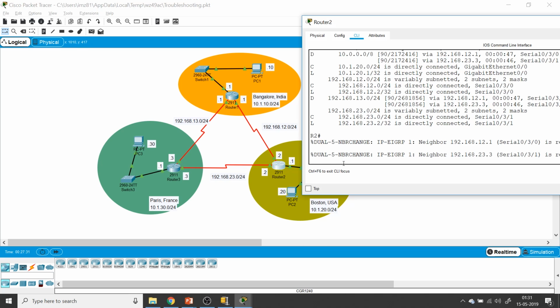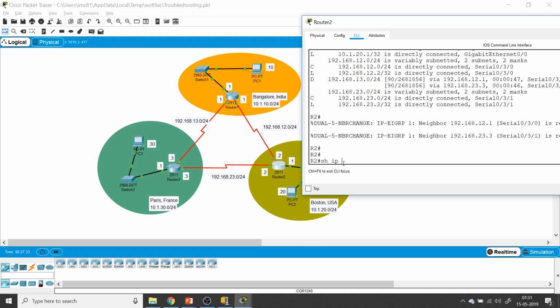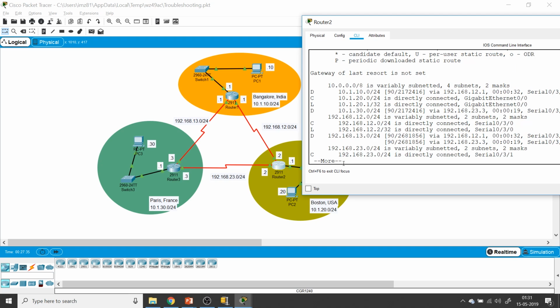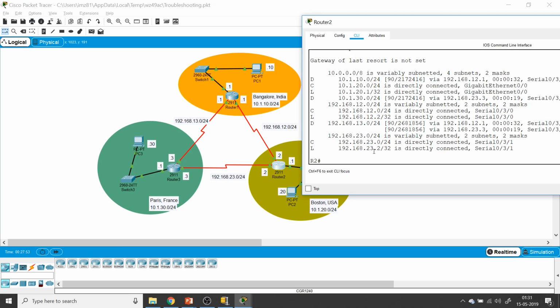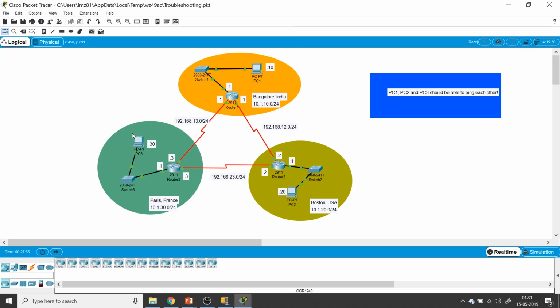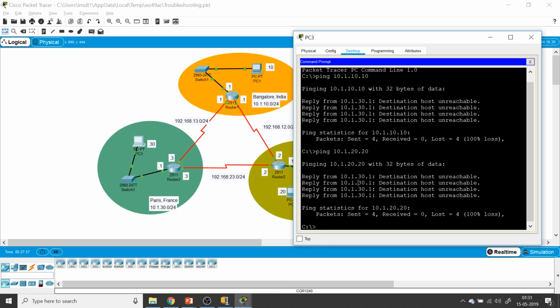Now let's go here and do show IP route. And now we see 10.1.10.0, 20.0 and 30.0, where 20.0 is directly connected, obviously. 10.0 and 30.0 are these networks, and they have been advertised by EIGRP, and now it knows how to communicate. So now all the devices should be able to ping each other.